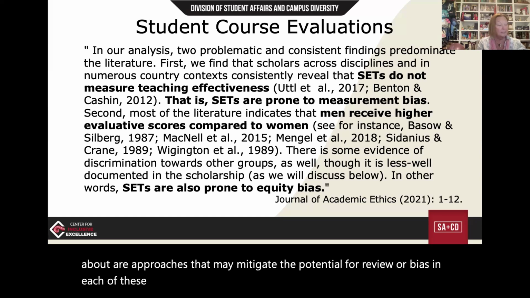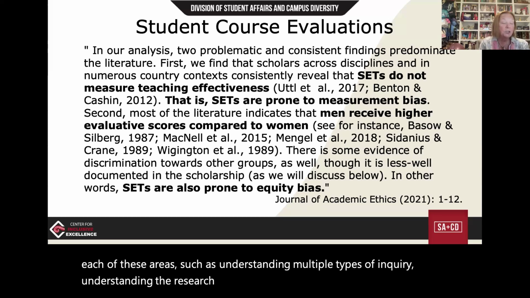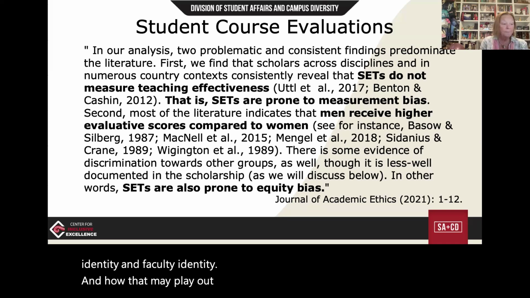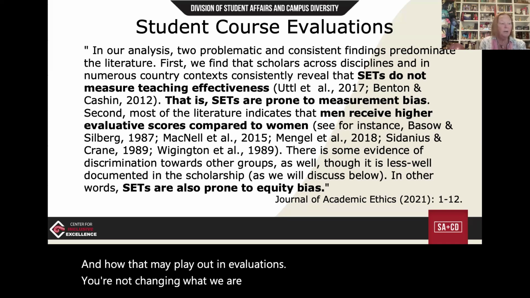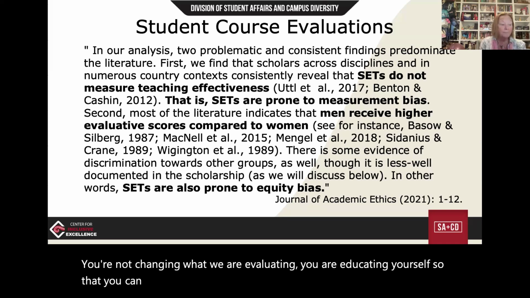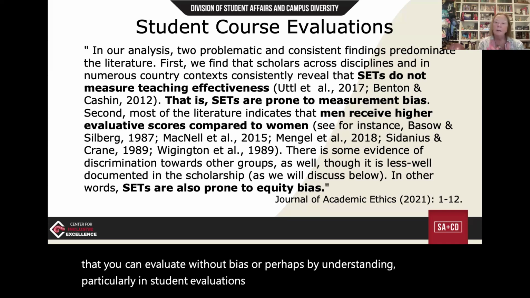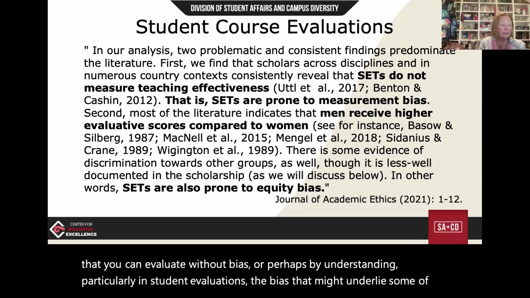What you can think about are approaches that may mitigate the potential for reviewer bias in each of these areas, such as understanding multiple types of inquiry, understanding the research about the relationship between student identity and faculty identity, and how that may play out in evaluations. You are not changing what we are evaluating. You are educating yourself so that you can evaluate without bias, or perhaps by understanding, particularly in student evaluations, the bias that might underlie some of the data.